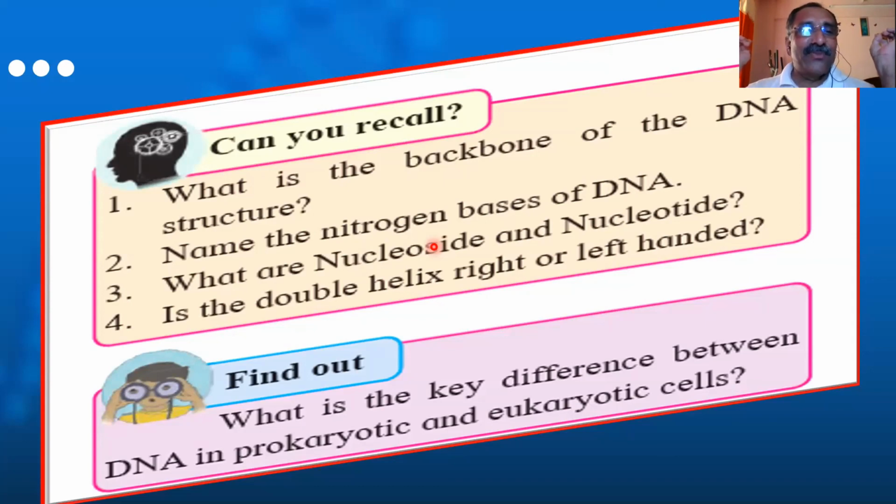Okay. Srishti Gupta, I am asking one question to you. You give me the answer. Look at question number 4. Give me the answer. Okay. So many people are there to help Srishti. Okay, fine. Right hand. So double helix DNA is right-handed. So all the 4 questions are clear to you. Now go to the next one.